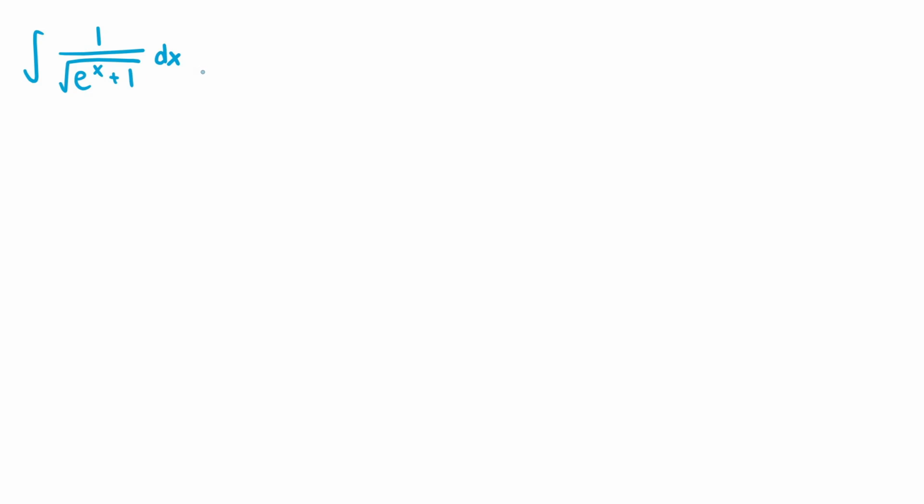Alright, so let's just get right into it. Let's start by substituting u equals e to the x plus 1, which means du is equal to e to the x dx. If we divide both sides of this relation by e to the x, we end up with dx equals 1 over e to the x du.